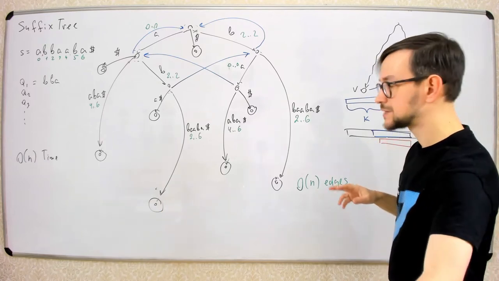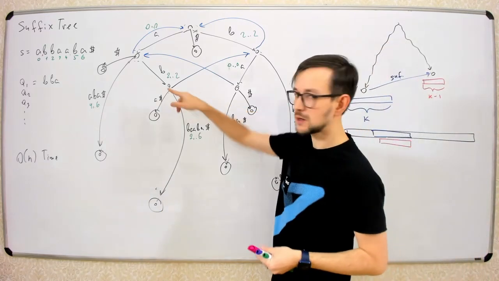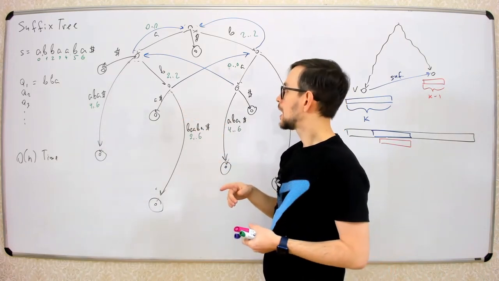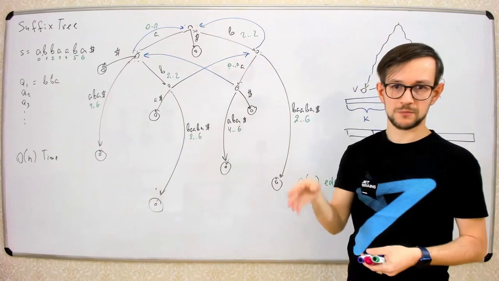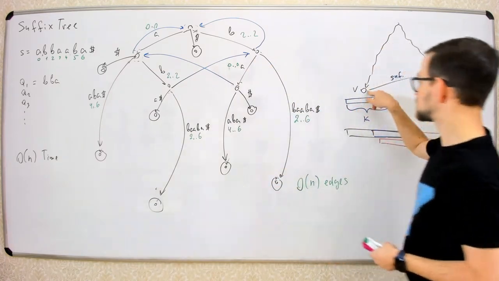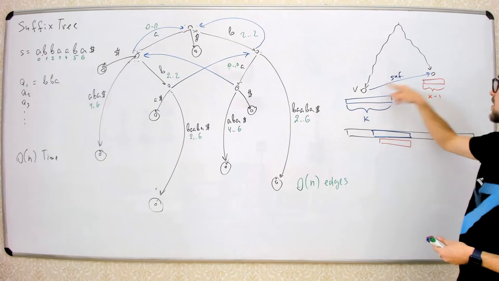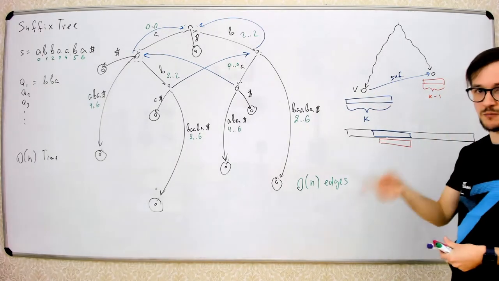Second cool observation is if you take any uncompressed node and try to build the suffix link, the suffix link will also go to some uncompressed node. So if this node V is uncompressed, then this suffix link goes to some uncompressed node.